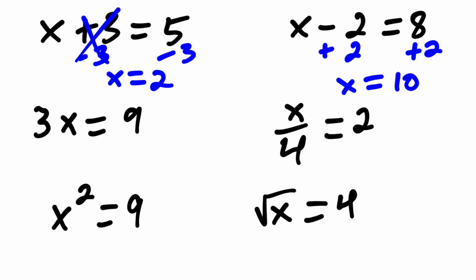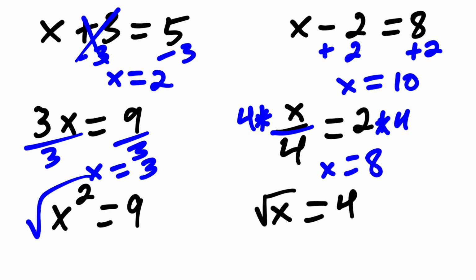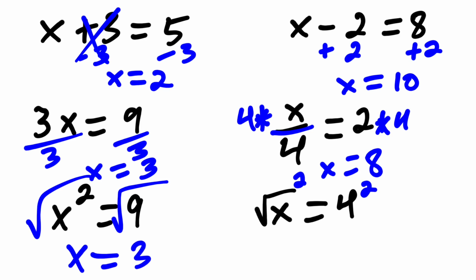If there's a 3x, that means multiplication. To cancel that out, I divide. I have to do it on both sides. I get x is equal to 3. If there's a division symbol or a fraction symbol, to cancel that out, I'm going to multiply, and I have to multiply both sides. Here, x is equal to 8. To cancel out a square, I take the square root, and I have to do so on both sides, so here I get 3. If there's a square root, I have to square both sides, so here I get 16.